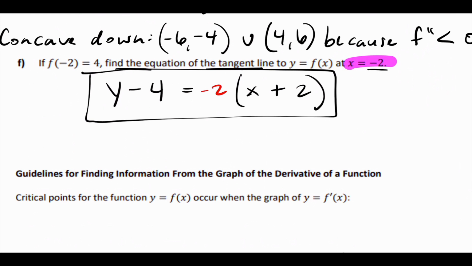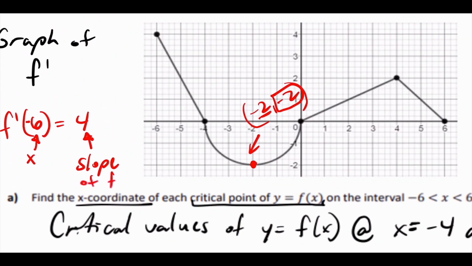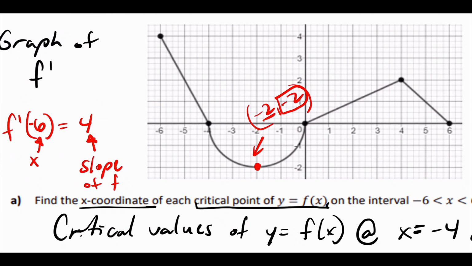They will ask you questions about critical values, increasing, decreasing, relative max, relative min, points of inflection, concave up, concave down. And almost every single time, they will give you a graph of f prime. They won't give you the graph of f. They won't give you f double prime. They'll give you f prime. Okay?